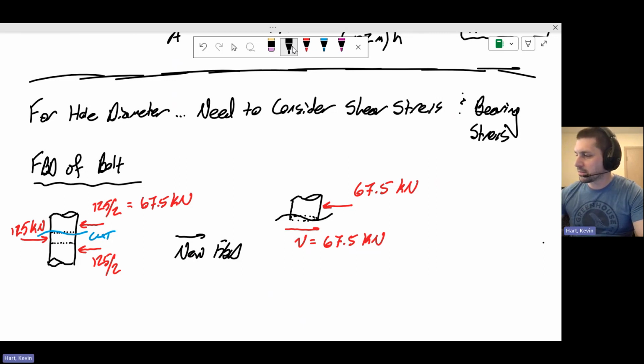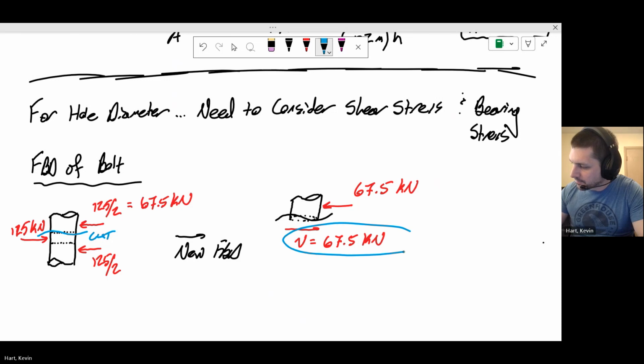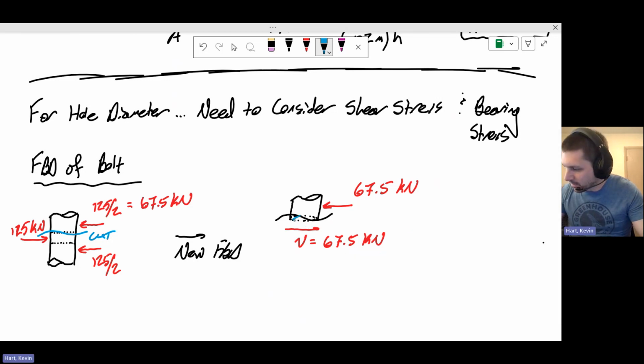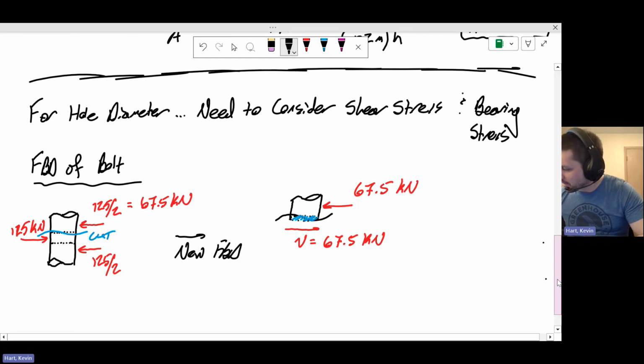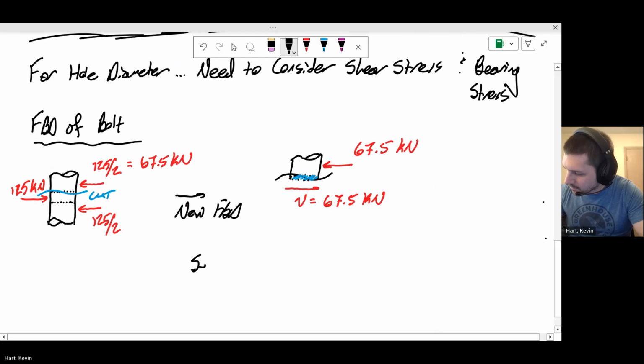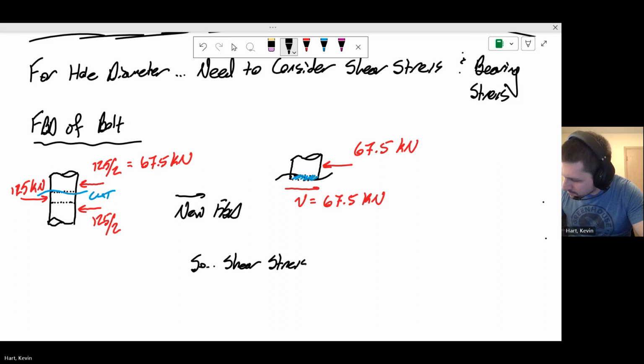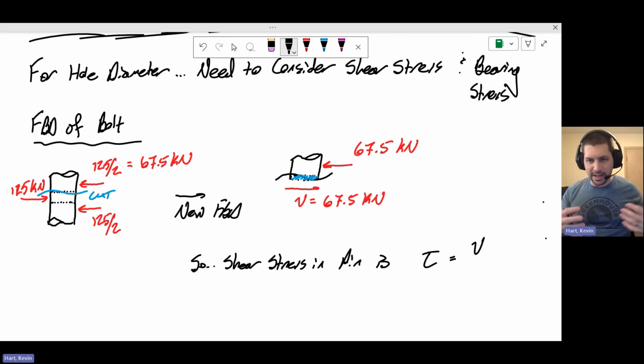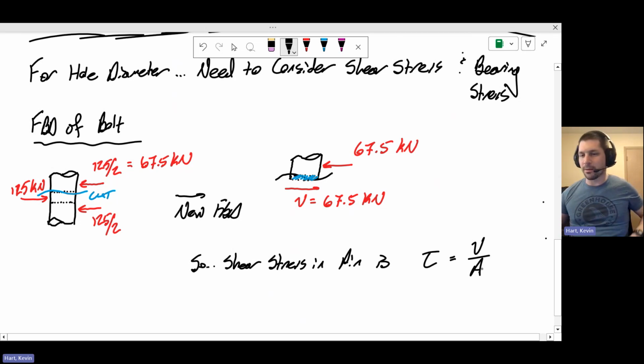So this load V acts on the cross section of the pin. If we think about that circular cross section right there, that shear load V is acting on that circular cross section of the pin. And because of that, the shear stress in the pin is, as we know from class, this shear load that must be held internally in the structure divided by the cross-sectional area of the pin in that location. No problem, right?